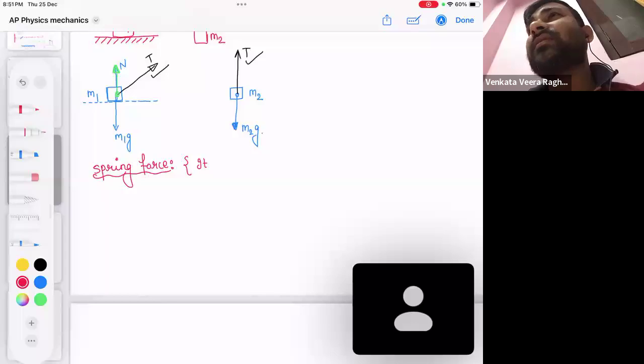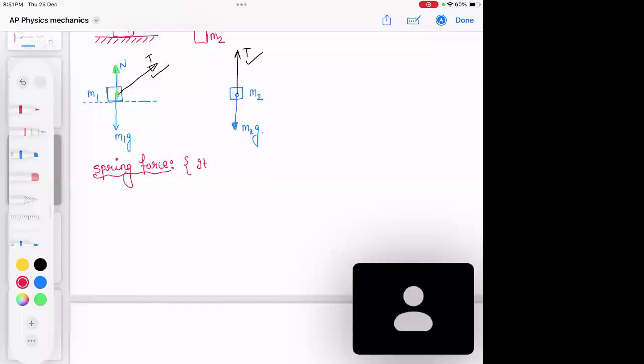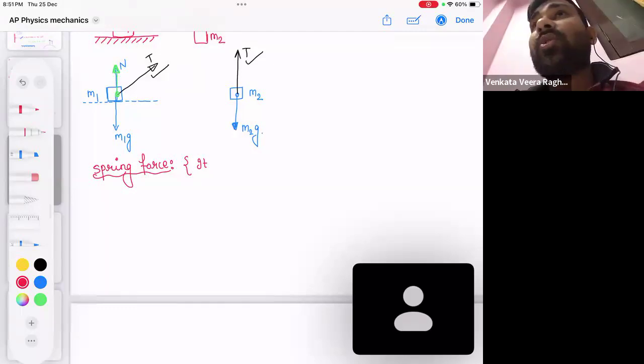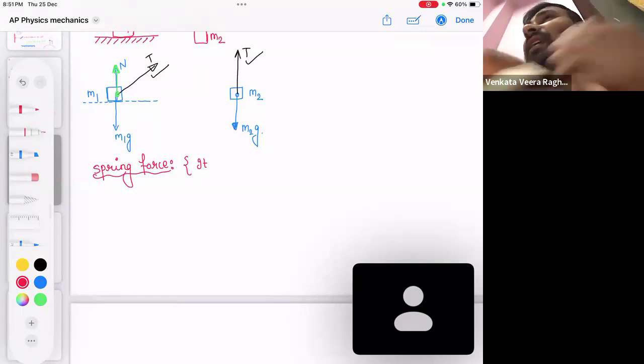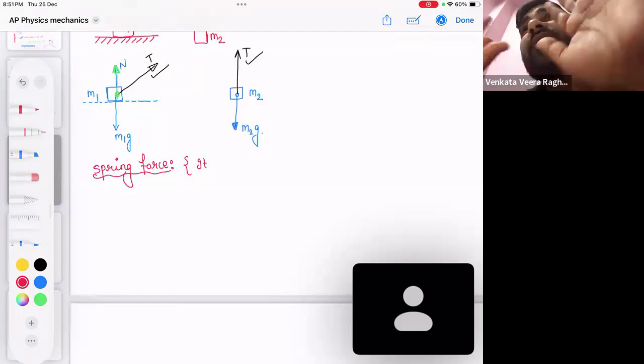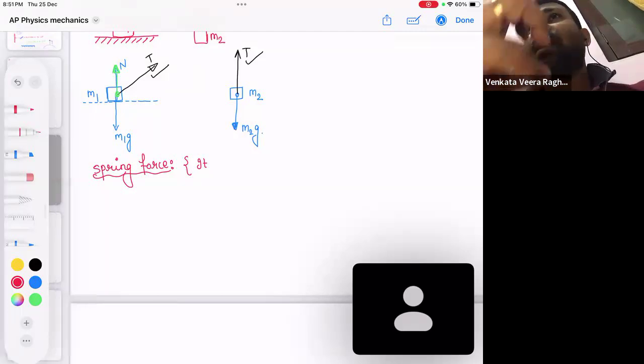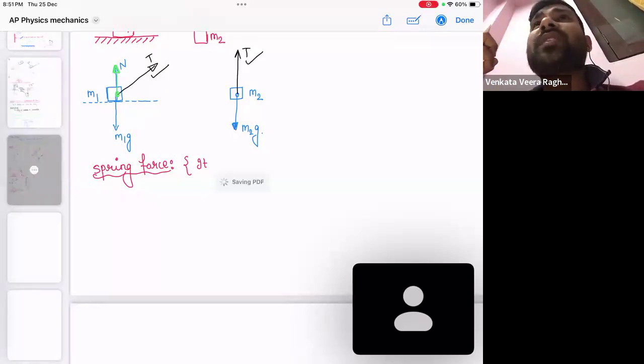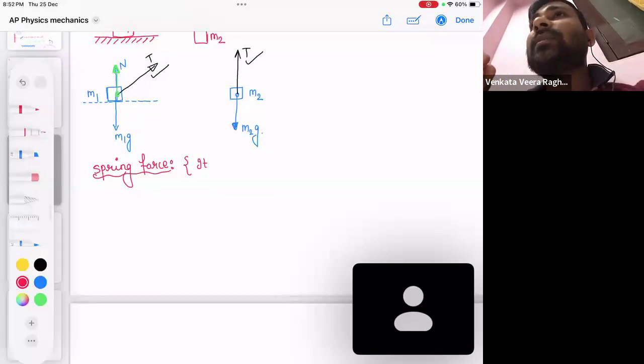Think about it. Depends, sir. If we compress it, it will push it. If we elongate it, it will pull it. Yes. So you see, isn't it a combination of tension and normal? Normal is always pushing the object away. Tension is always pulling the object towards itself. And what the spring does is, it can push as well as pull. It depends on whether we have compressed the spring or elongated the spring.